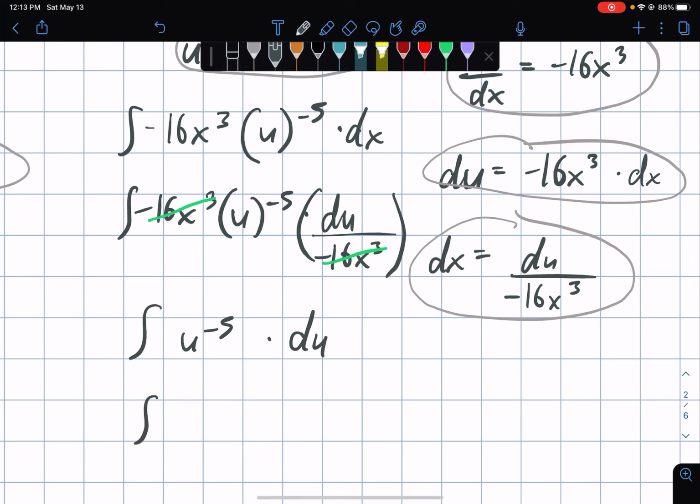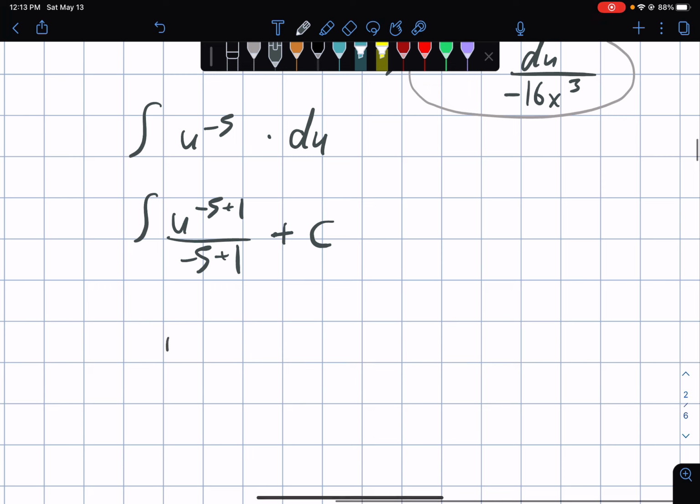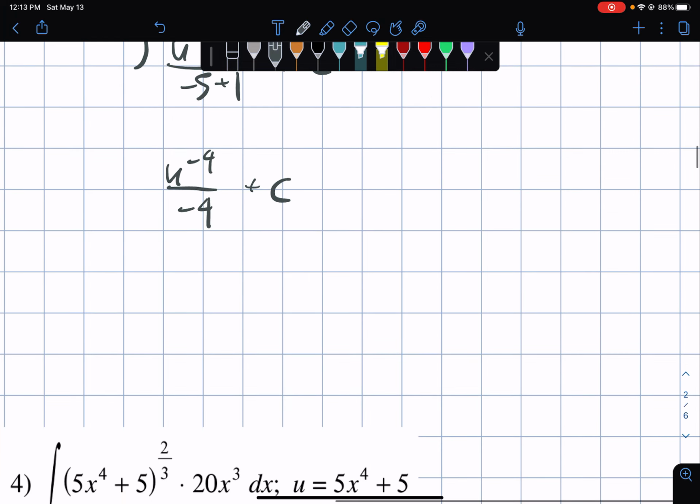Apply the power rule, so u raised to negative 5 plus 1 over negative 5 plus 1, and then you put plus c. U raised to negative 4, sorry, this is negative 4, over negative 4, and then plus c. You could write it as negative 1 over 4, u raised to negative 4.